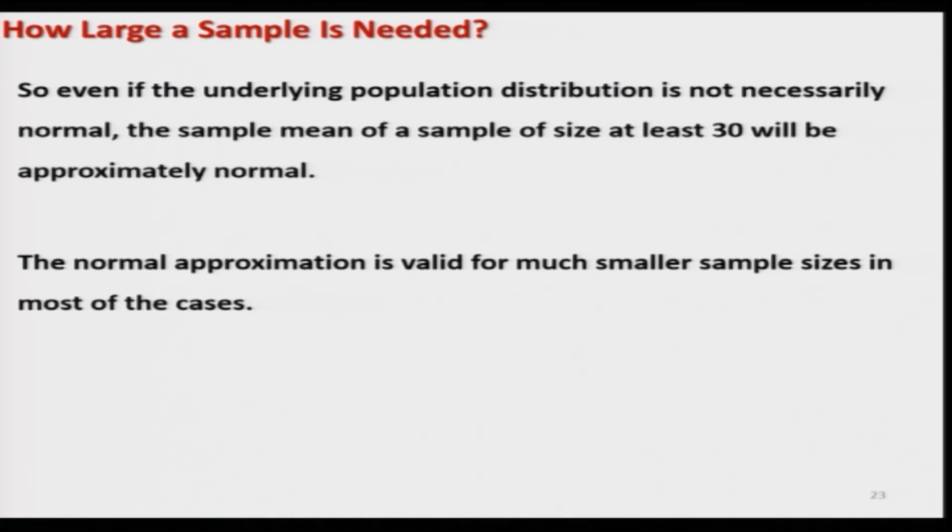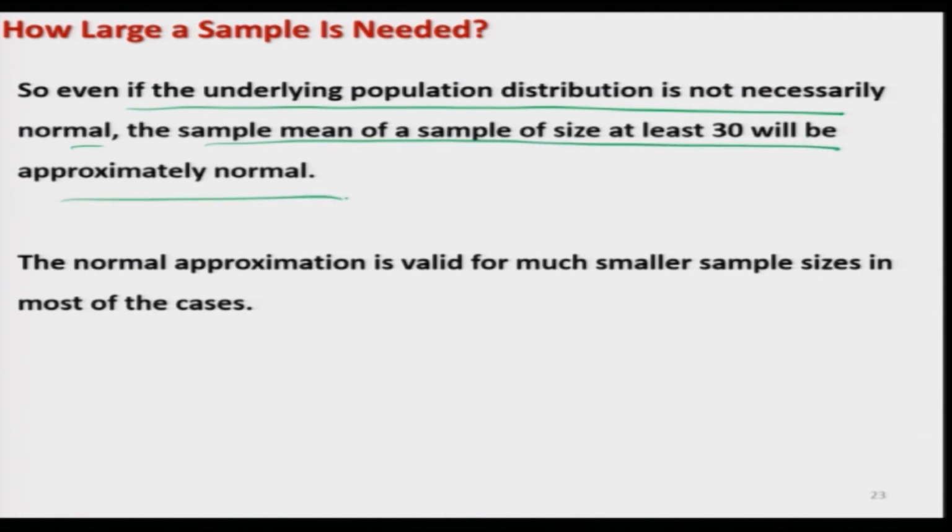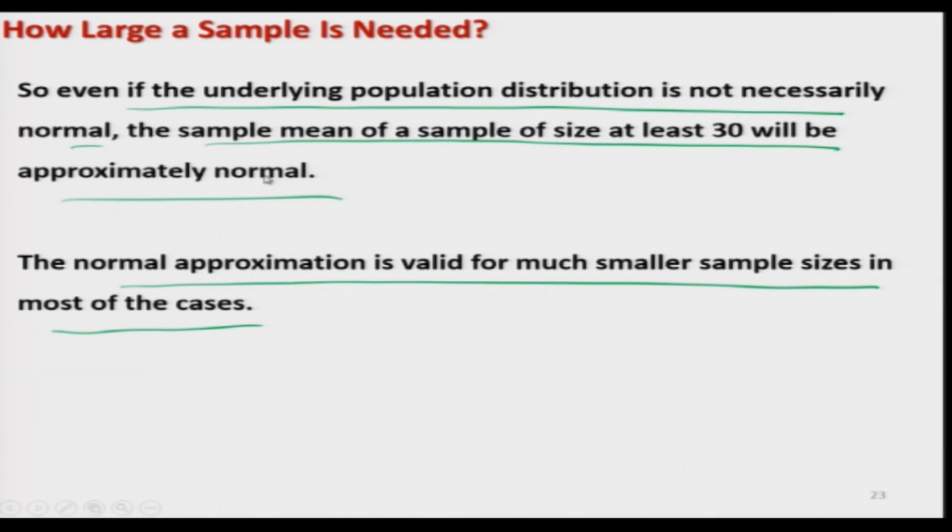So, in such a case, even if the underlying population distribution is not necessarily normal, the sample mean of a sample of size at least 30 will be approximately normal, right. And the normal approximation is valid for much smaller sample sizes in most cases, but it depends on the different types of parameters involved, or what the probability density function or probability mass function is, and so on, right.